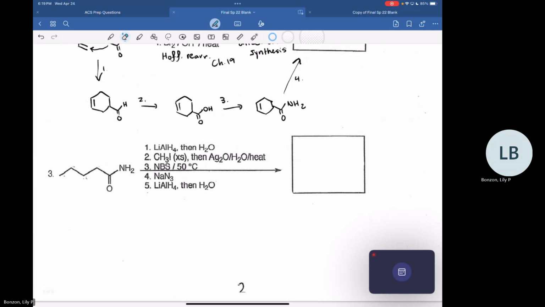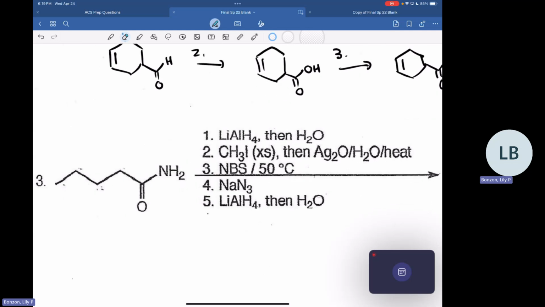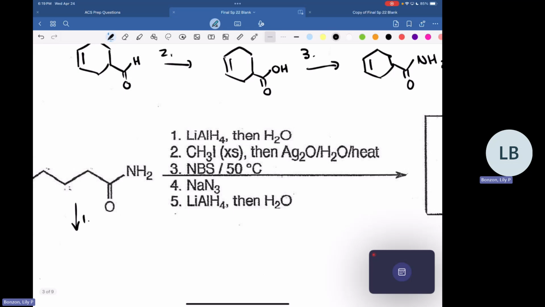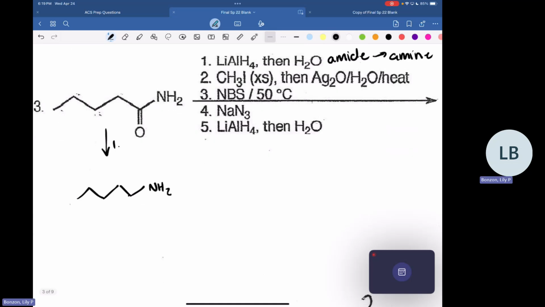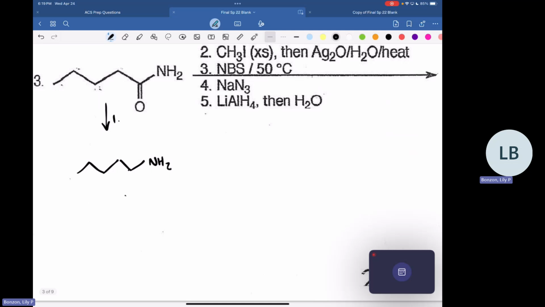Okay, so we've got LiAlH4, our favorite reducing agent. So this one is just going to take the amide and turn it into an amine. It's just going to reduce the carbonyl. 1, 2, 3. Okay, and then step 2.